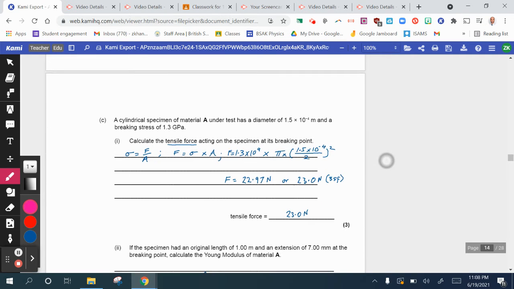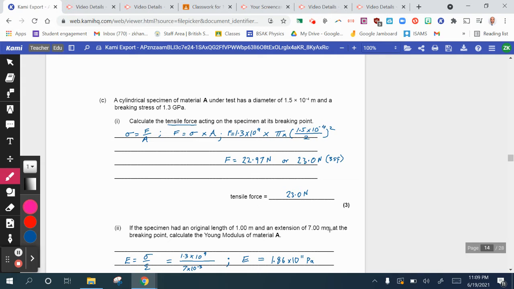So the next part is a calculation. A cylindrical specimen of material under test has a diameter of this and a breaking stress of that. So two pieces of information have been given to you: stress and diameter. It wants the tensile force that this specimen is under at its breaking point. So this value becomes important because it corresponds to the breaking point. The stress is 1.3 gigapascals.